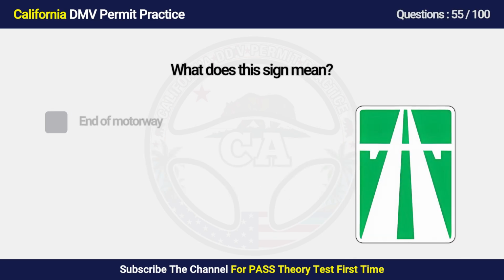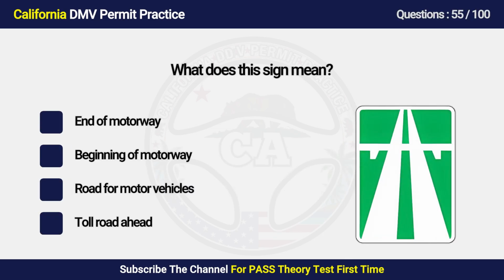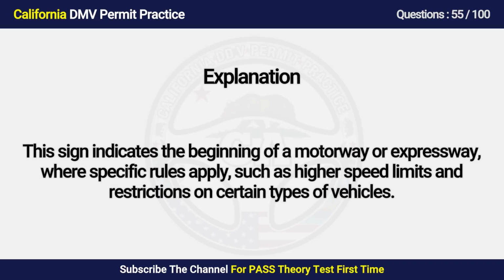Question 55. What does this sign mean? A. End of motorway. B. Beginning of motorway. C. Road for motor vehicles. D. Toll road ahead. Answer is B. Beginning of motorway. This sign indicates the beginning of a motorway or expressway, where specific rules apply, such as higher speed limits and restrictions on certain types of vehicles.